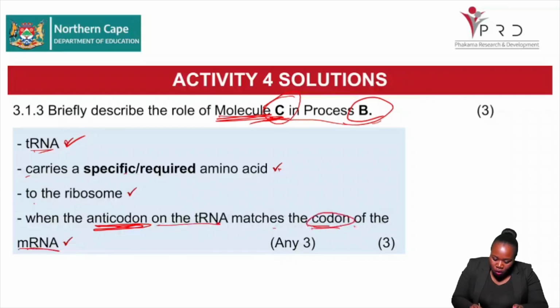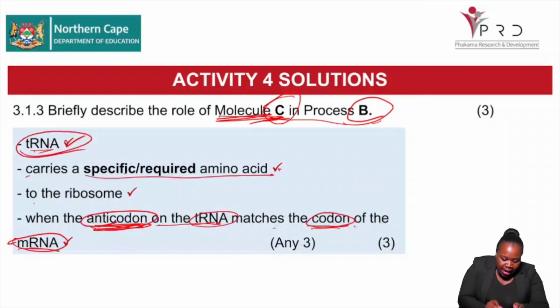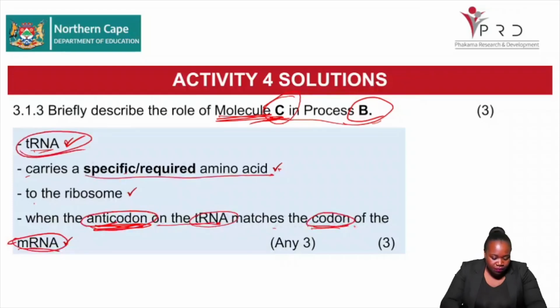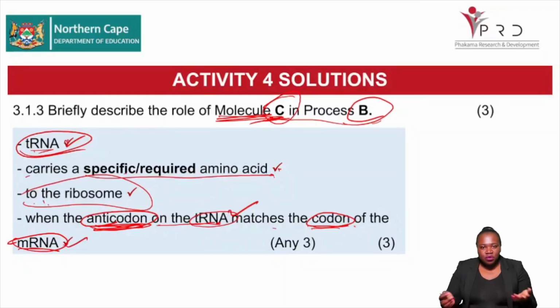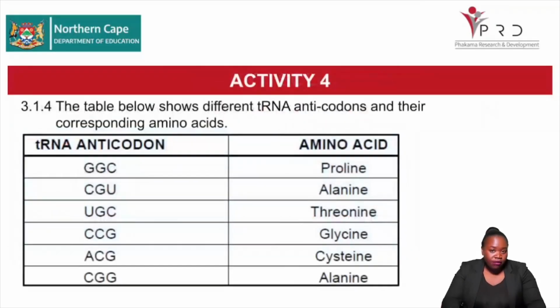The main words: codon, mRNA, anticodon, tRNA, required amino acid, and the name of the molecule, and also the fact that it brings it to the ribosome. So you can get a lot of marks here. You can actually even get a mark for anticodon on tRNA and then codon on mRNA. That will be 1, 2, 3, 4, 5 marks, and this was out of 3. So you can easily get a lot of marks here.